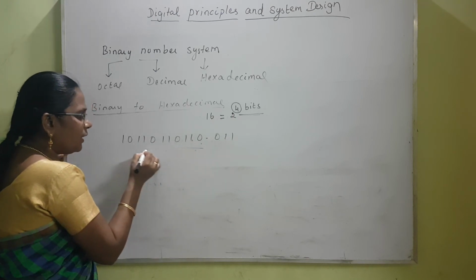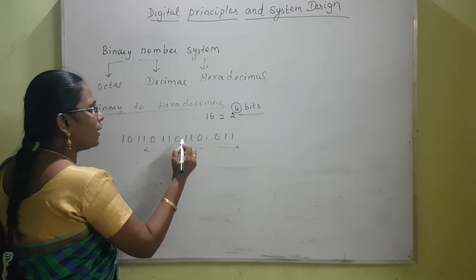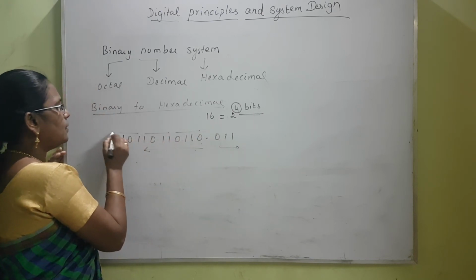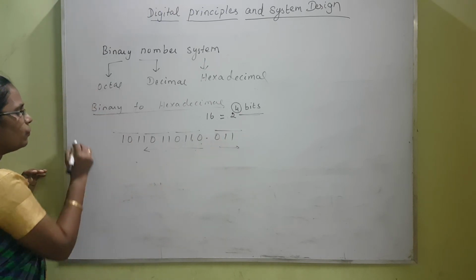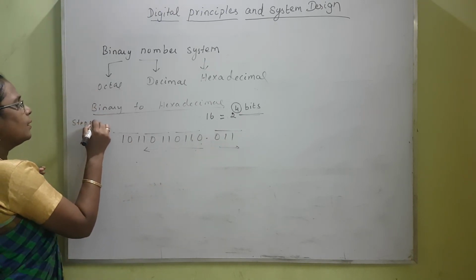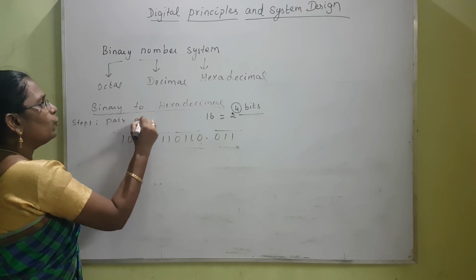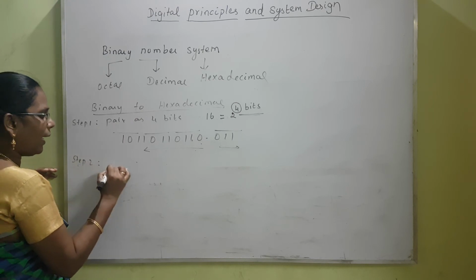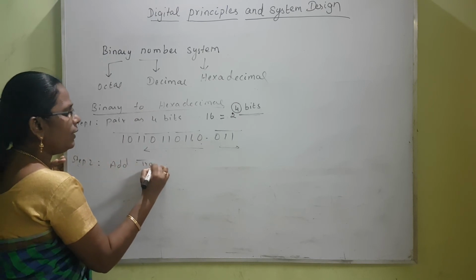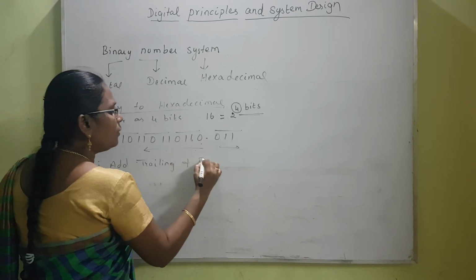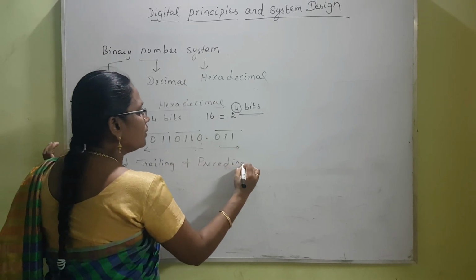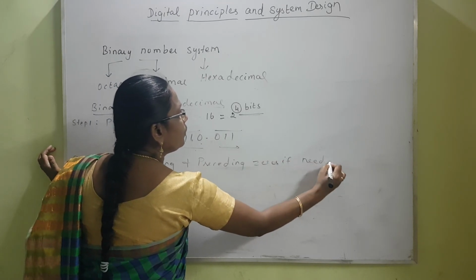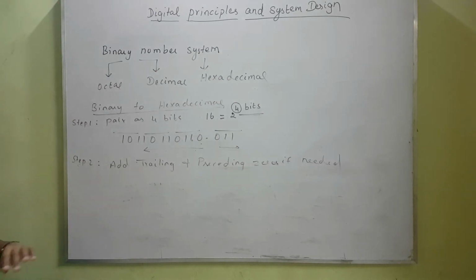So we move from here in this direction, here in this direction. So let us take, this is a 4, this is a 4, and this one, and this one. So step 1, pair as 4 bits. Step 2, add trailing and preceding zeros if needed.